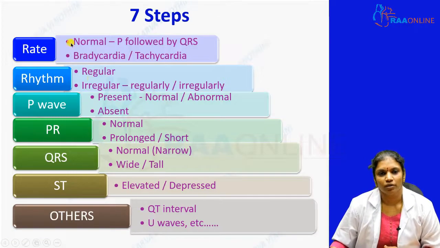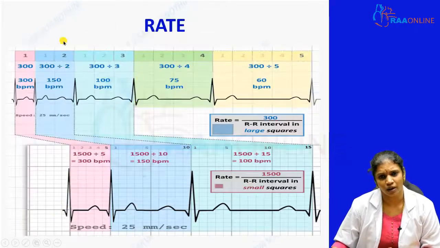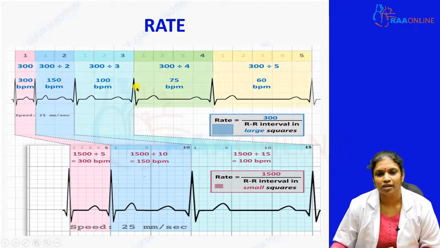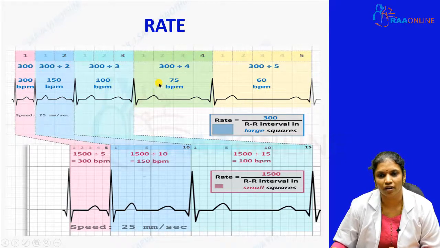It is easier to interpret the ECG if we divide it into 7 steps or go in a regular way: rate, rhythm, P wave, the PR interval, QRS complex, ST and others. How do you determine the rate? The rate is determined by measuring the number of large boxes or the number of small boxes between 2 consecutive QRS complexes. If there are 4 large boxes, then the rate is 300 divided by 4.